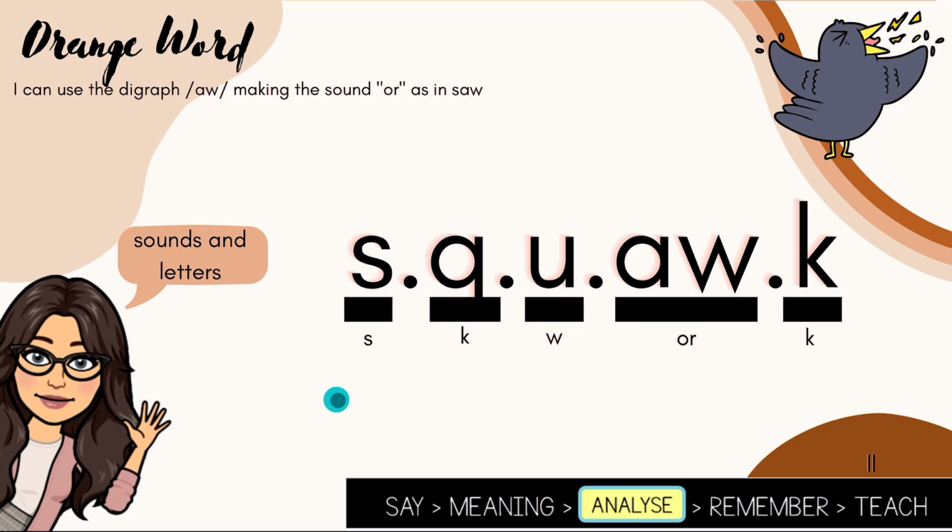All right, let's look at the sounds and letters we can hear. So in the word squawk, the sounds we can hear are s, k, w, awk, squawk. Now, you might have noticed that in this word squawk are some of the other spelling focuses that we have looked at in previous weeks. So you can see that the letter Q, or the graph Q, is making the K sound. The graph U is making the W sound, and then we have our digraph AW making the OR sound.